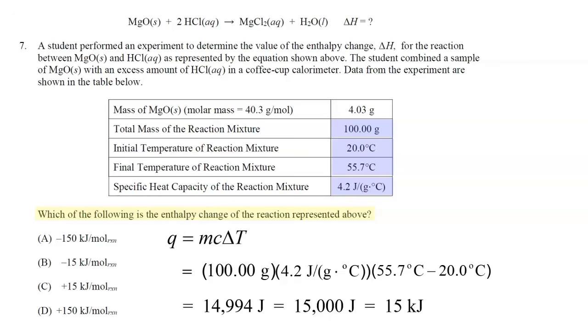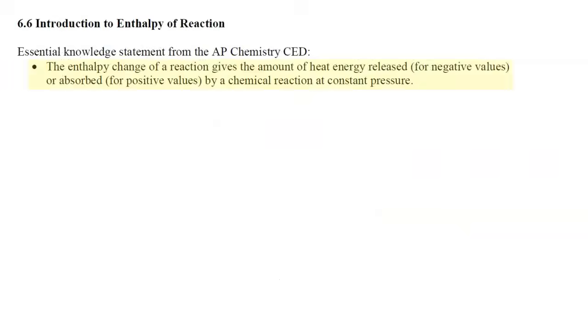You might think that the correct answer to question 7 is either choice B or C, because we just got a value of 15 kilojoules by using Q equals mc delta T. But focus on the units in all 4 of these answer choices. It's not just kilojoules, it's kilojoules per mole of reaction. So what exactly is mole of reaction?